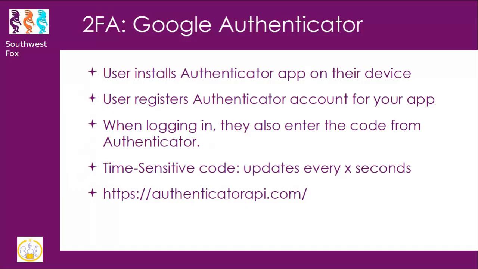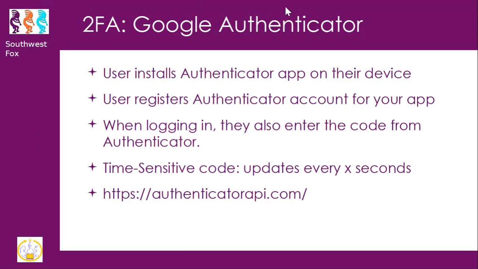What it does do is it reads a QR code provided to it, which seeds an algorithm, and Google Authenticator sits there updating the value from the algorithm so that when the user goes into Google Authenticator, they can read a code off their account and enter it into your dialog. And it's a time-sensitive code, which means it updates every few seconds.